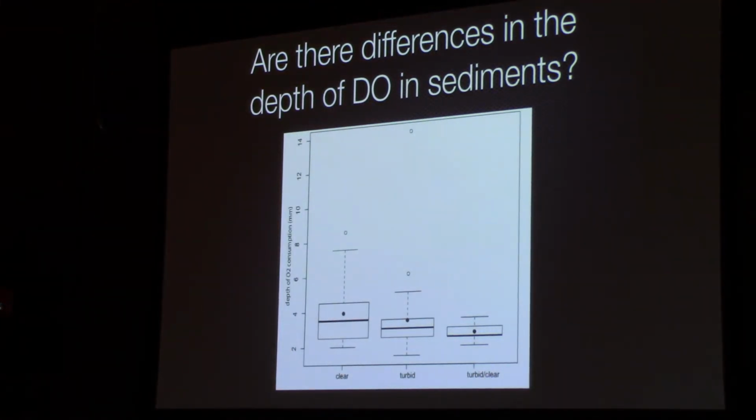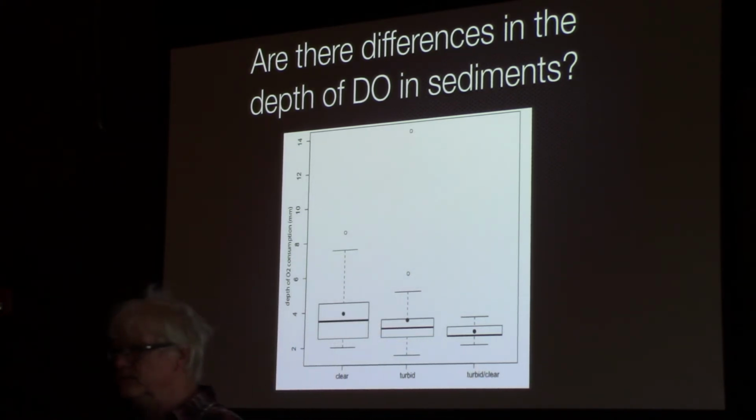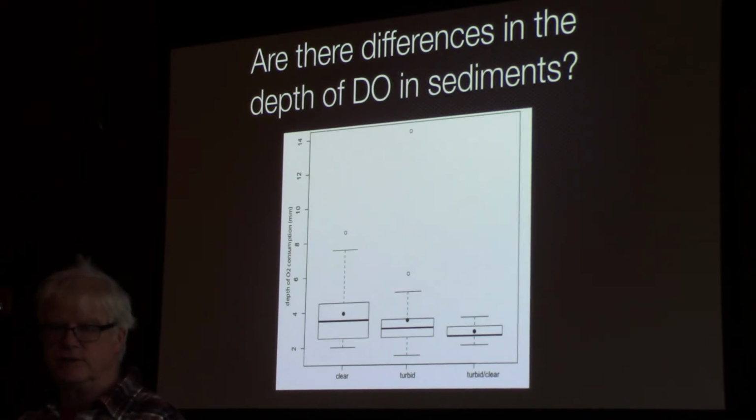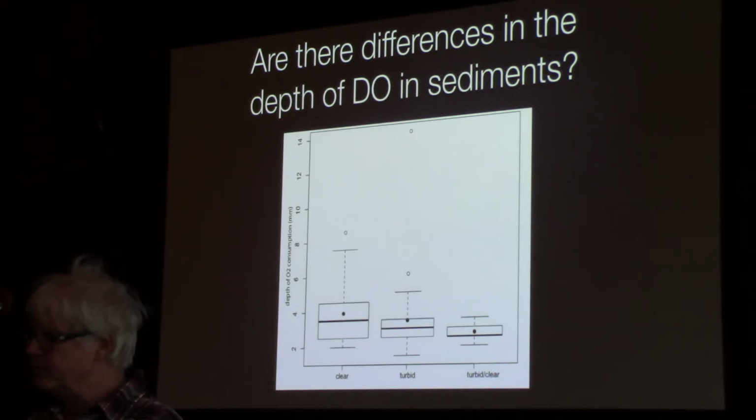Okay. So we did find that there were some differences. They're not huge differences in the clear versus the turbid lakes. Oxygen extends further into the clear lakes than it does in the turbid lakes. And that's kind of what we would have expected, because one of the things that the macrophytes do, they can inject oxygen directly into the sediments through their roots.